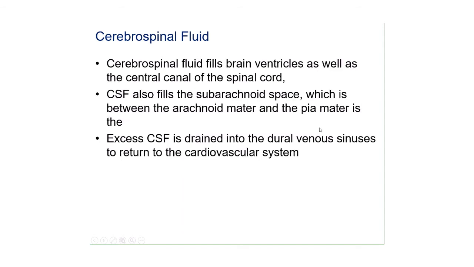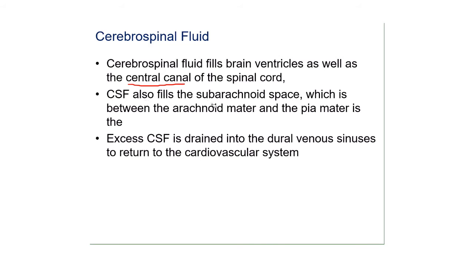So the CSF that is produced by the choroid plexus will fill up all the brain ventricles, and again you have four of them. I'll show you a picture of that coming up. And in the middle of the spinal cord, you actually have another empty channel that goes from the neck all the way to the lower back, and that is called the central canal, right? And that is also filled with CSF.